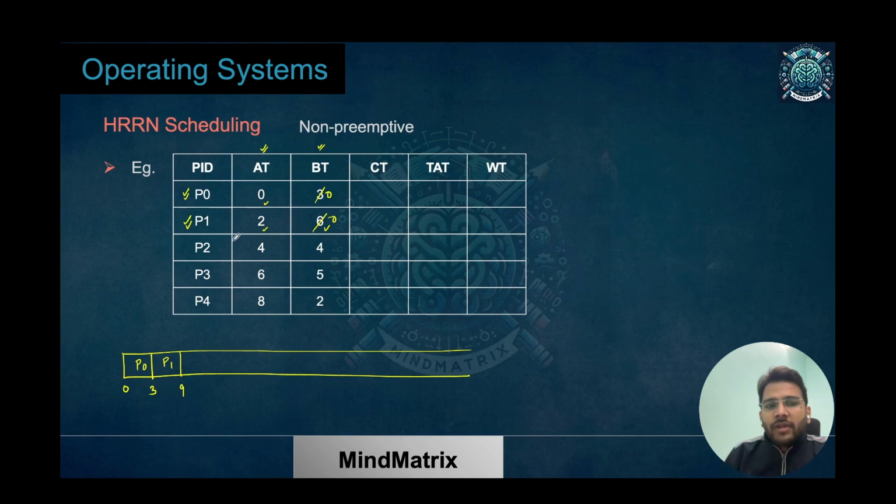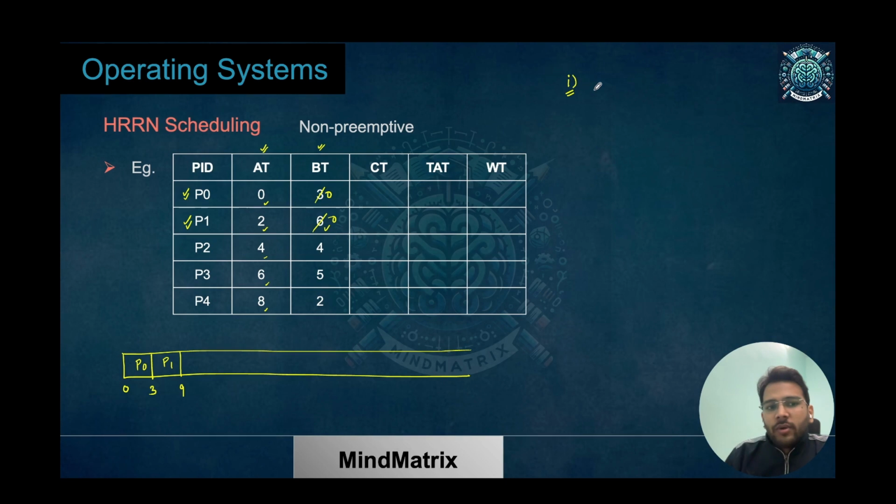Now at 9 units of time, we have 3 processes present in the ready queue: P2, P3, and P4. Clear? Because the arrival time is less than 9 for all these 3 processes. That means all the 3 processes have arrived in the ready queue. Now we need to find the response ratio in order to decide which process will be given the CPU next. So let's do the calculation here.